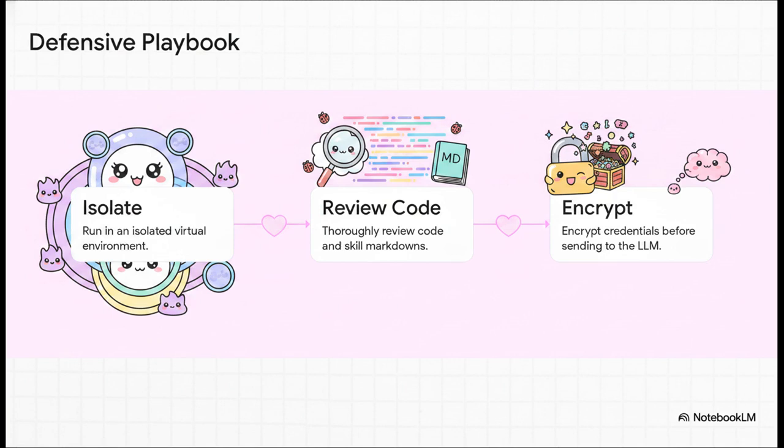So how on earth do enterprise teams manage this safely? Well, you absolutely must follow a strict defensive governance playbook. First, always run your agents in isolated containerized environments or secure virtual machines, strictly limiting their network permissions. Second, enforce rigorous code reviews and CI/CD pipelines for any custom skill markdowns to catch exploits before letting the agent loose. And third, ensure you are encrypting all credentials before sending them anywhere near the LLM.